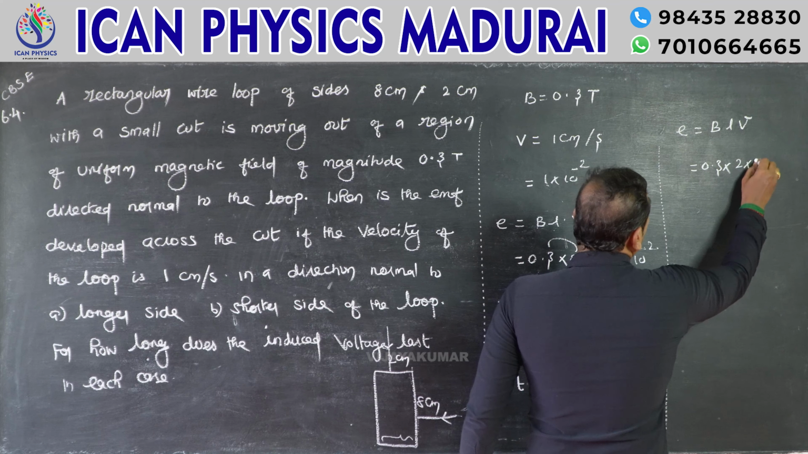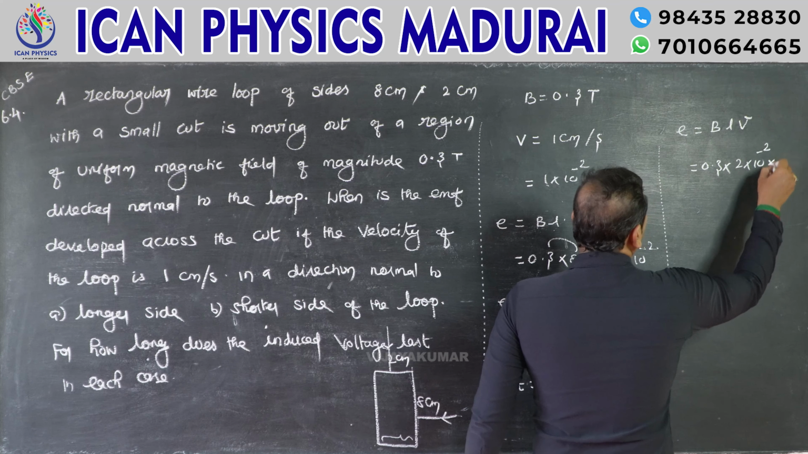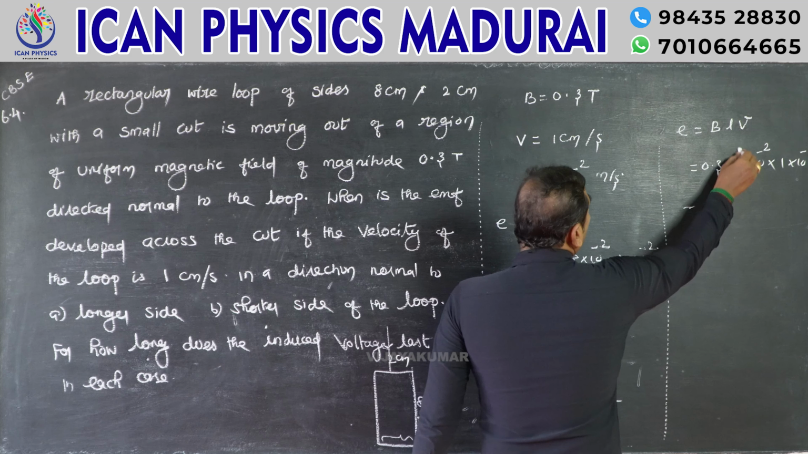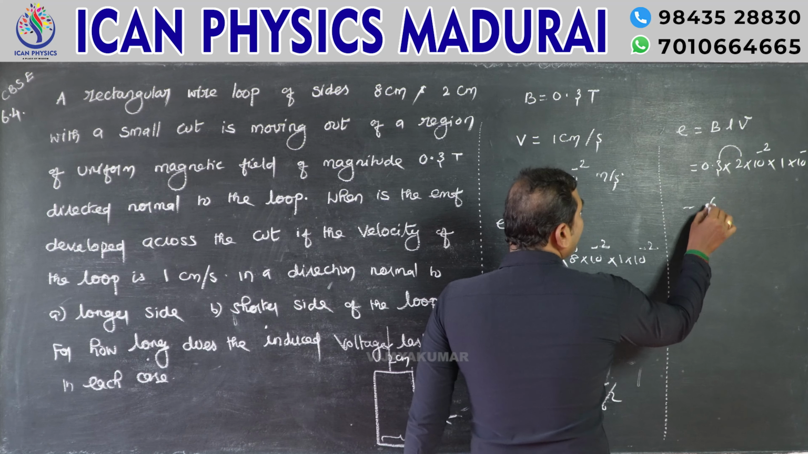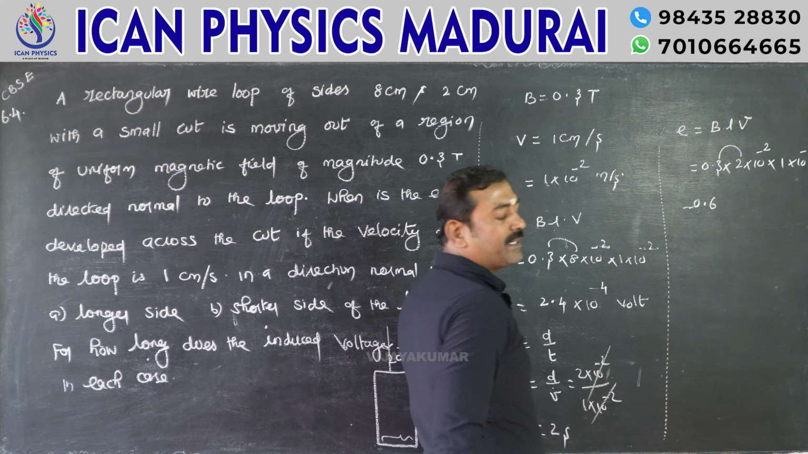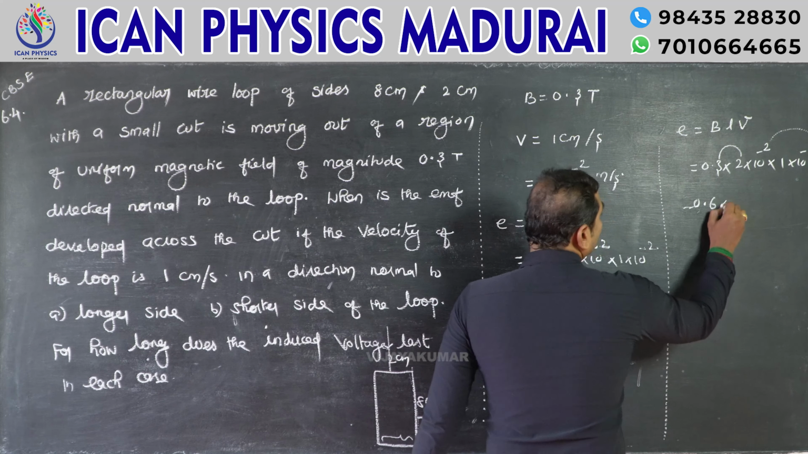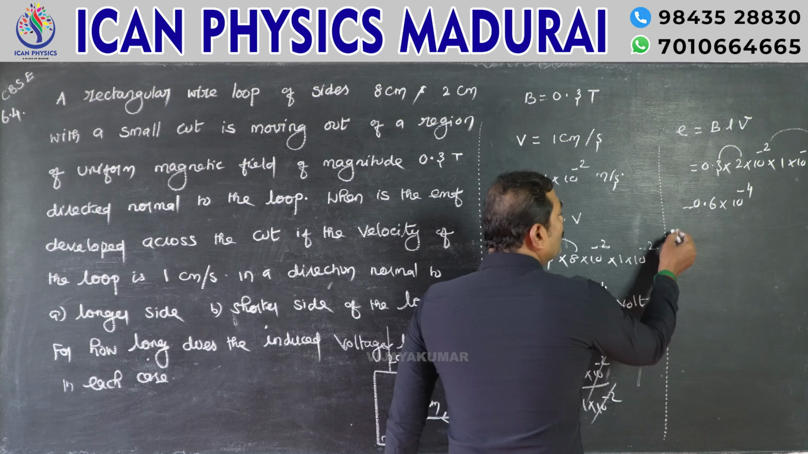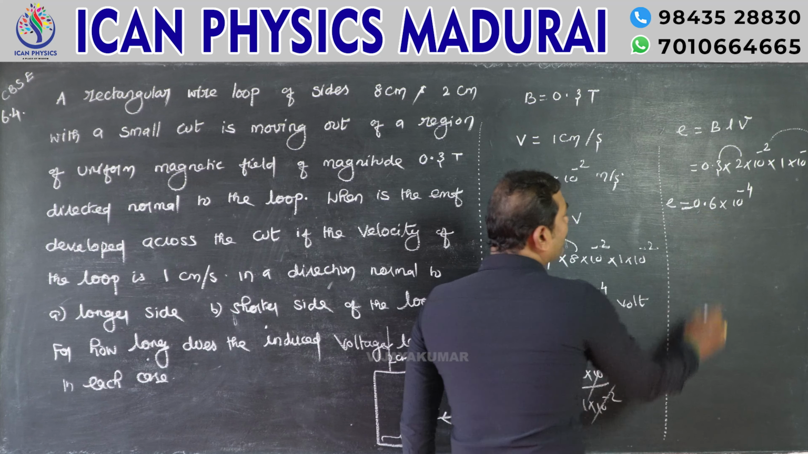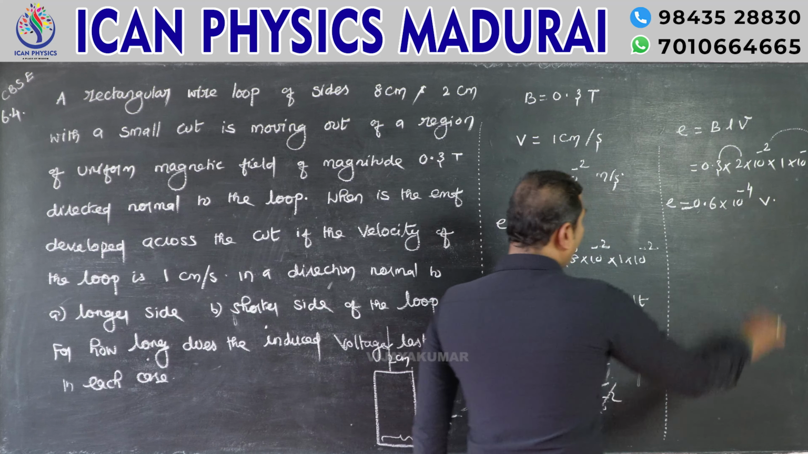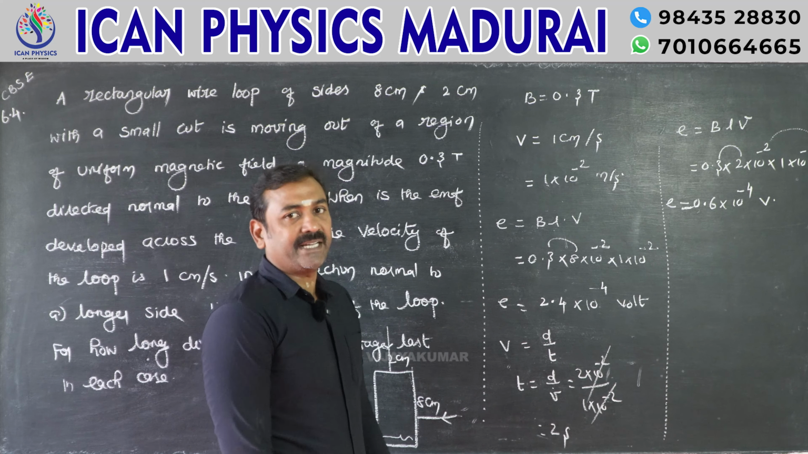The smaller side. So, 2 into 10 to the power minus 2 into velocity, 1 into 10 to the power minus 2. So, 2 threes are 6. How many decimal points? 1 decimal point. So, it becomes 0.6. So, minus 2 minus 2 becomes minus 4. So, what we calculated? EMF. So, what is the unit of EMF? Volt.